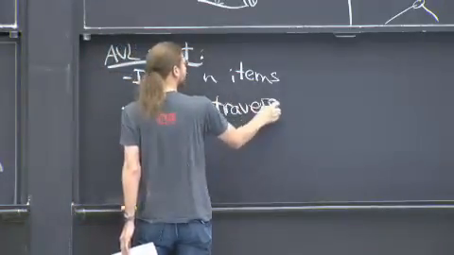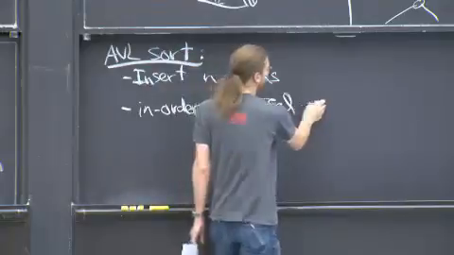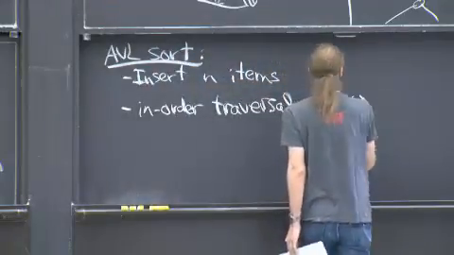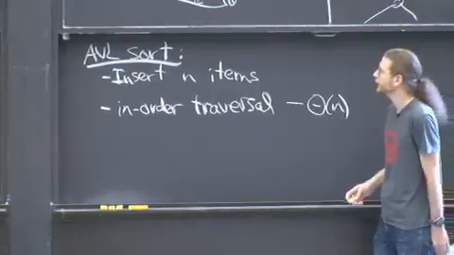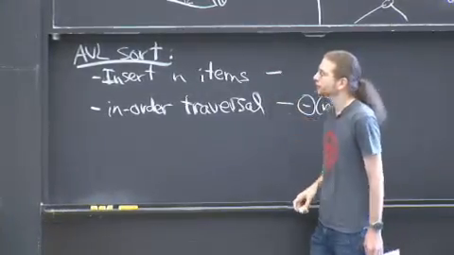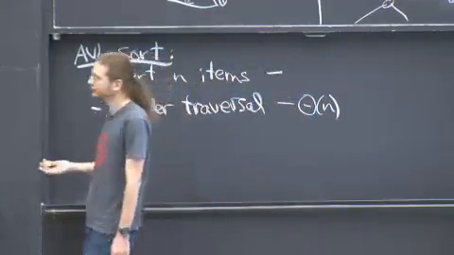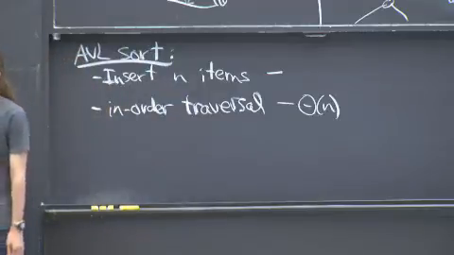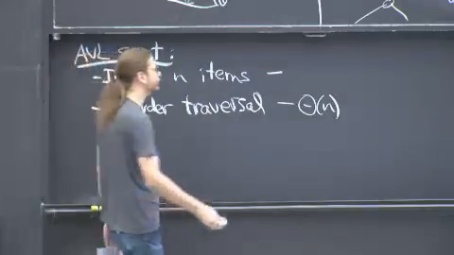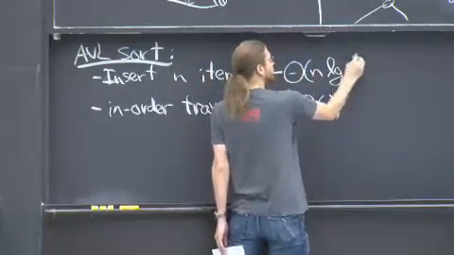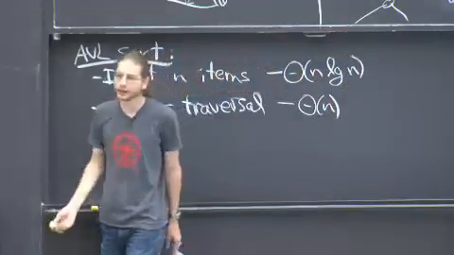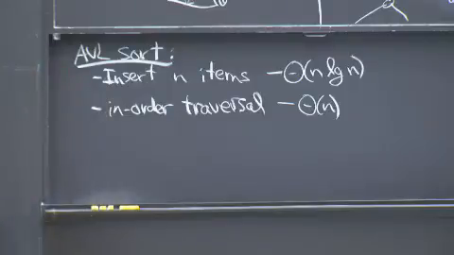How long does this take? In-order traversal takes linear time. That's the sense in which we're storing things in sorted order. Inserting n items, well, each insert takes h time, but now we're guaranteed that h is order log n. So all the insertions take log n time each, n log n total. So this is yet another way to sort n items in n log n time. In some ways, the most powerful way. We've seen heaps, and we've seen merge sort.